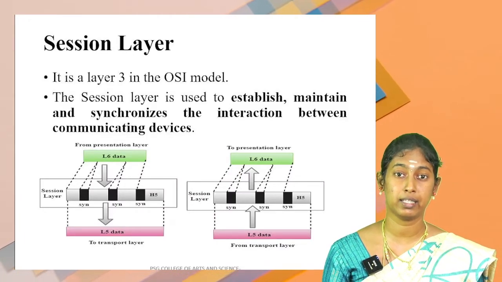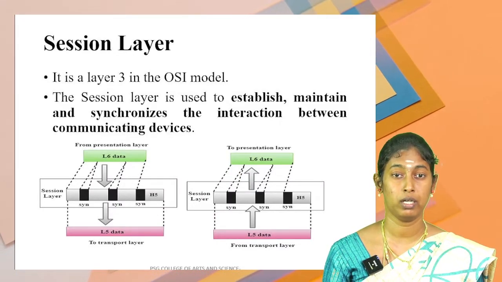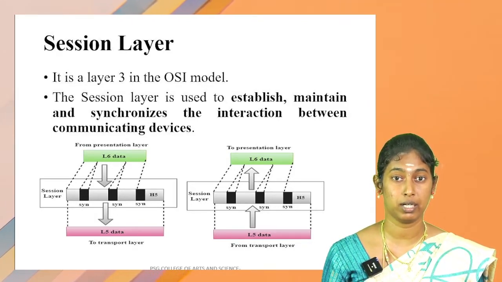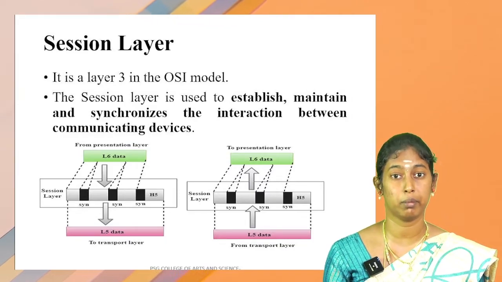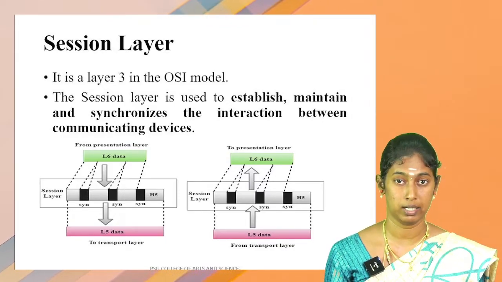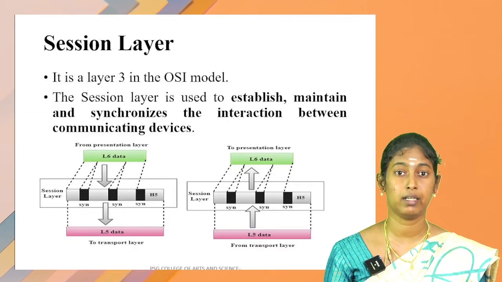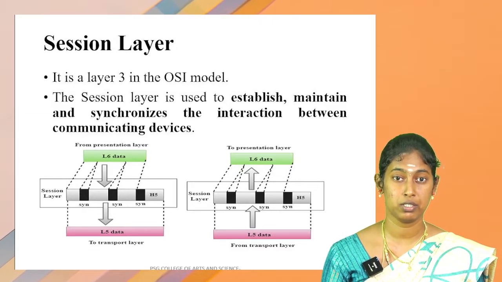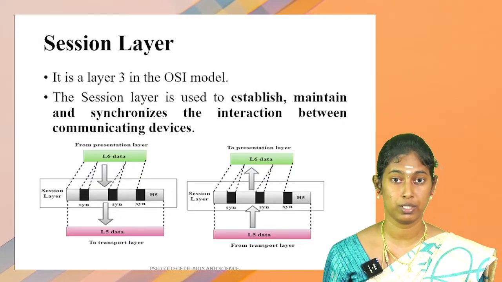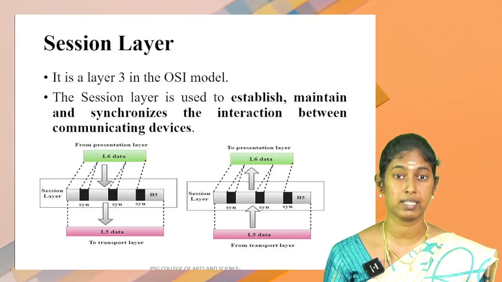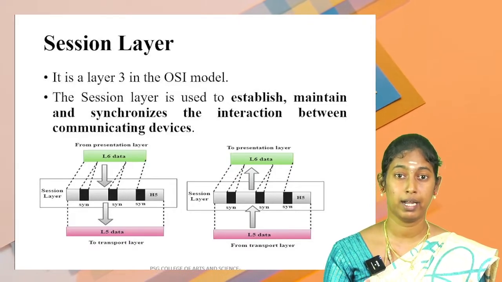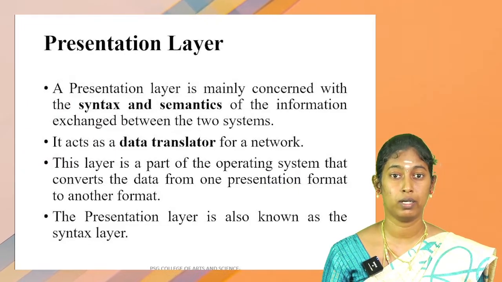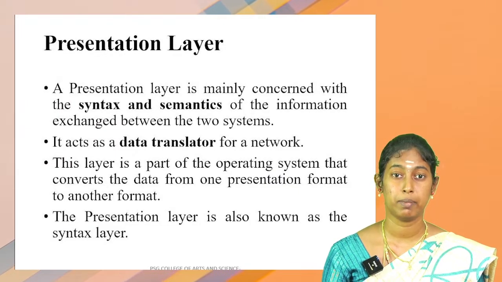This is layer 5 in the OSI reference model. Here the session layer will establish a connection, manage the connection, and terminate the connection between the host and destination. Here the data is coming from the application layer, and the connection-oriented or connectionless mode will take place here. The data synchronization will take place here, and the data will be moved on to the lower layer, that is the transport layer.